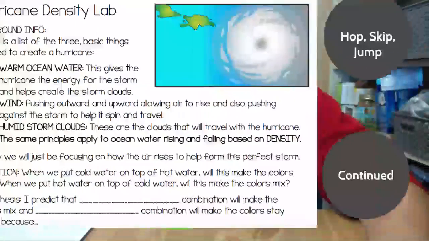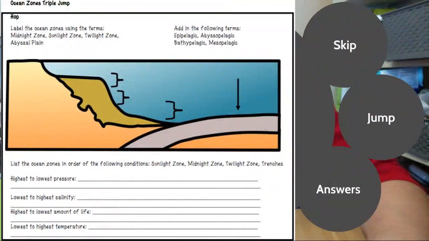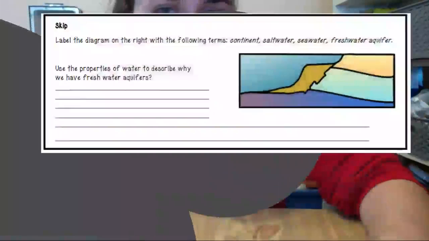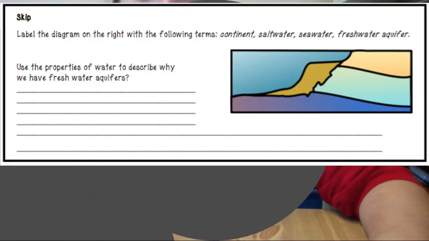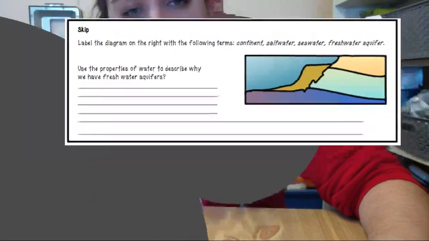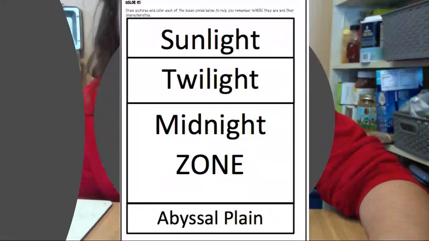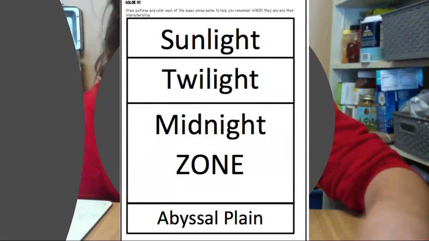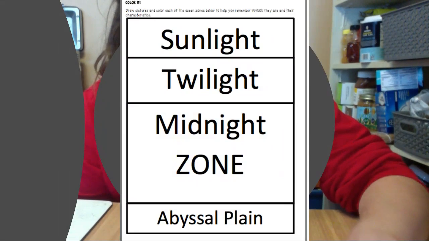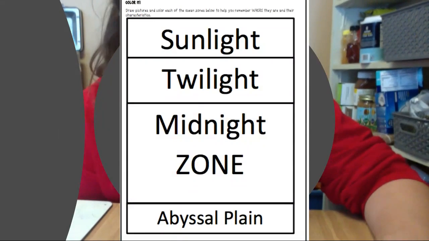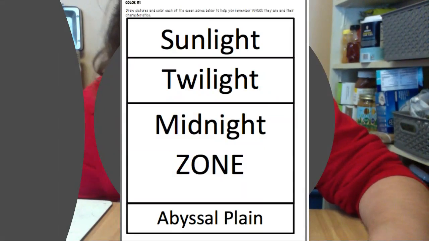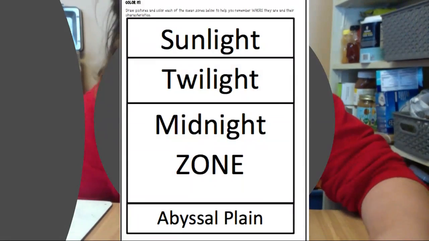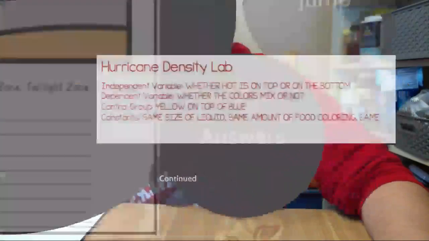So the other thing that we are going to do today is the hop, skip, jump. So this is what our hop looks like. Feel free to pause if you need to take a second to look at this because you don't have your science book at home. This is what our skip looks like. Copy this down, pause for a second if you don't have your book at home. And our jump is just a coloring page. So if you don't have your book at home, I want you to make your own map of the ocean. For those of you who do have your book at home, I want you to try to add in some features that you might expect in each of those zones. So for example, you might want to draw lots of seaweed in the sunlight zone. All right, and then our answers are shown.